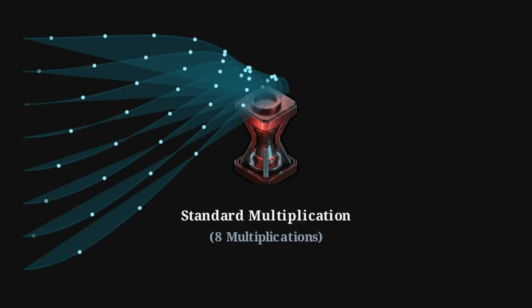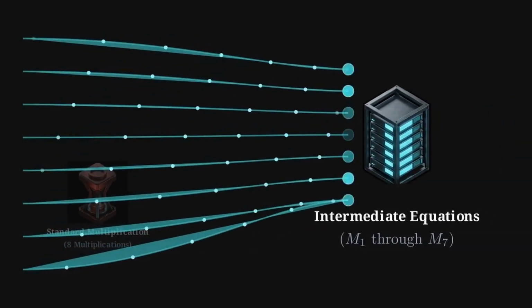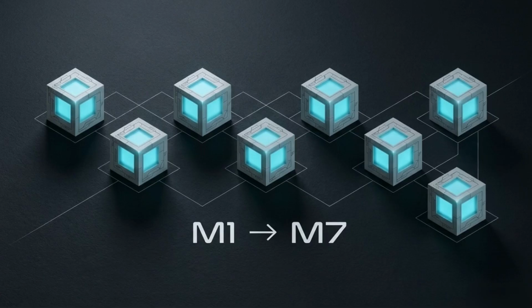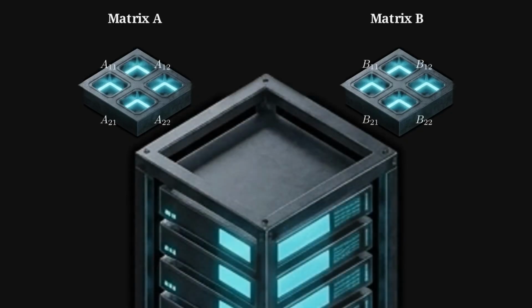To bypass this limit, Strassen introduced a set of completely foreign intermediate equations that restructure the data before the multiplication step even occurs. The core engine of Strassen's approach relies on generating 7 intermediate products. We denote these as M1 through M7. This formula display shows the first trick. Instead of multiplying single submatrices, Strassen adds or subtracts specific quadrants first.